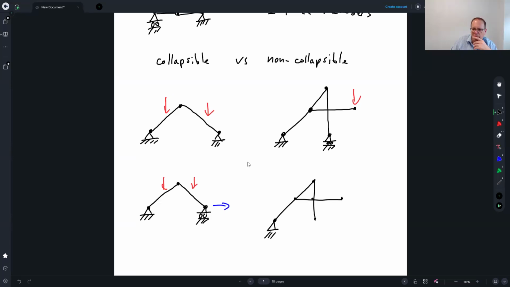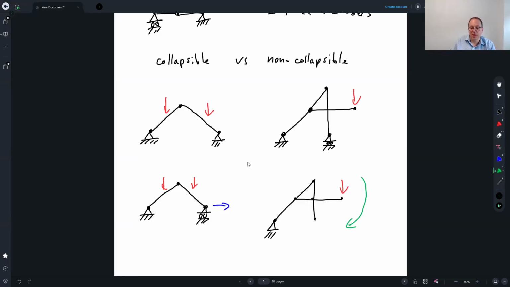Pin everywhere. My load, right? So now this whole thing, of course, is going to start rotating in that direction. It's not what we want necessarily, but the overall shape, that kind of crooked A or whatever you want to call it, that shape is going to stay the same. It's not going to change. And that's what we call non-collapsible.